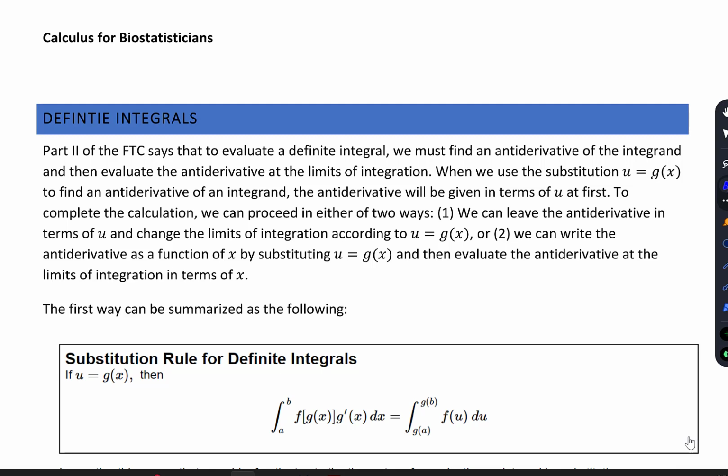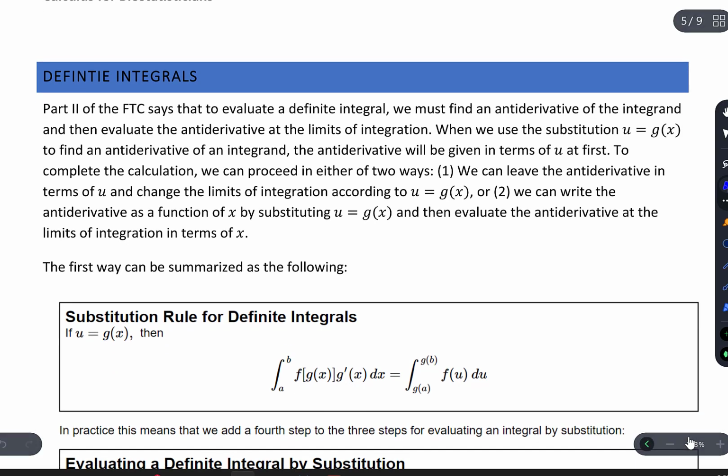All right, working with definite integrals is going to be similar to working with indefinite integrals. Recall that part 2 of the fundamental theorem of calculus says that to evaluate a definite integral, we must find an antiderivative of the integrand and then evaluate the antiderivative at the limits of integration. When we use the substitution u equals g of x to find the antiderivative of the integrand, the antiderivative will be given in terms of u at first. So to complete the calculation, we proceed with either of the two ways. We can leave the antiderivative in terms of u and change the limits of integration according to u equals g of x, or we can write the antiderivative as a function of x by substituting in u equals g of x and then evaluate the antiderivative at the limits of integration in terms of x.